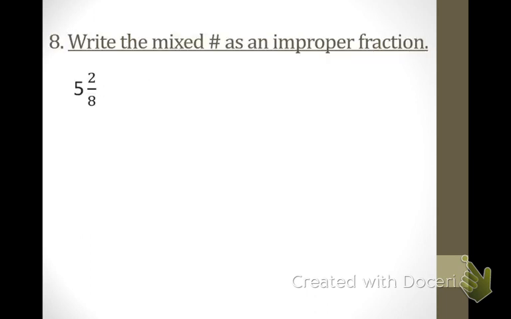Write the mixed number as an improper fraction. We've got 5 and 2/8. What do I have to do first, guys? 5 times 8. You do 5 times 8, and what do you get? 40. And then what do you do? Plus 2. Plus 2, so what's your answer? 42/8. All right, so those are just a few review problems.